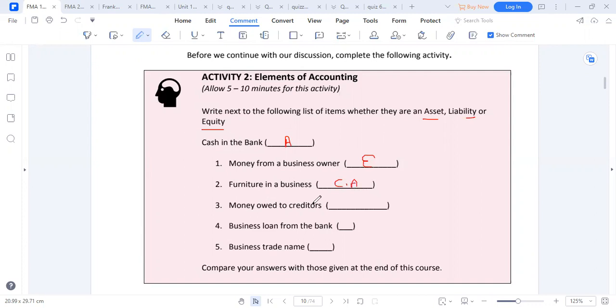Money owed to creditors is called what? Debtors. It's a liability. A loan from a bank is called what? A liability. It's also a liability. And the trade name is an example of what? Debentures. Try again.